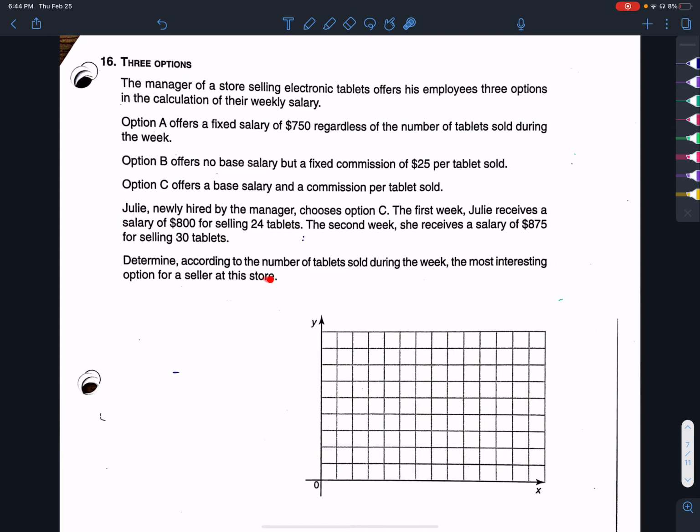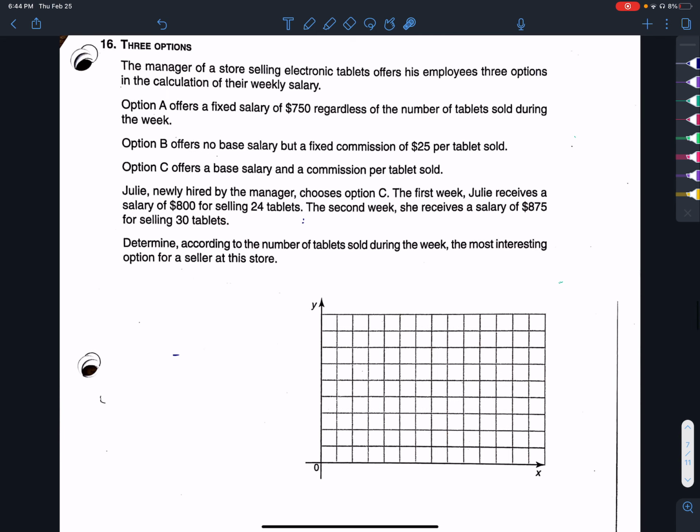Okay, determine according to the number of tablets sold during the week the most interesting option for a seller at the store. So you have 3 options, and you will need to be comparing them. The easiest way to compare them is by looking at this graph over here. So what we're going to do is find a rule for each option and put all of those rules on the graph and then see what we can figure out.